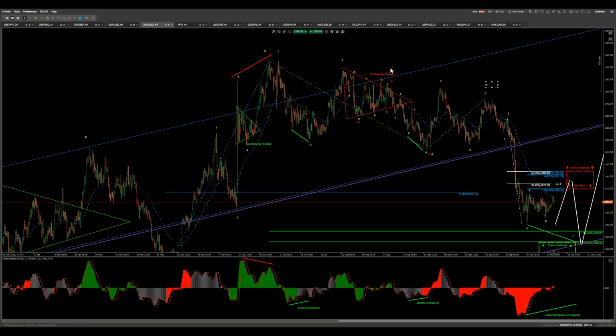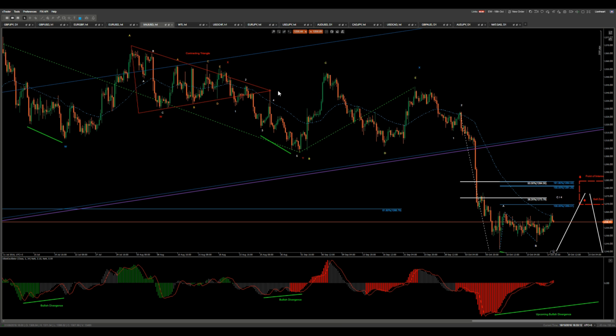Now, what we can see here is basically after the wave W unfolded, then we have wave X, right? A wave X was formed out of a complex structure A, B, C, D, E, which we can see, A, B, C, D, E right here. So this is when X finished. But within this B wave, we have another contracting triangle within a triangle within a complex structure. So a complex structure within a complex structure.